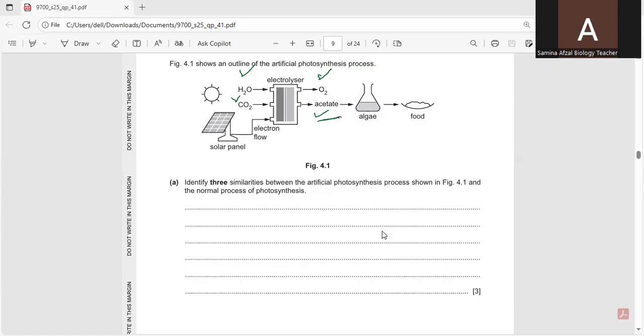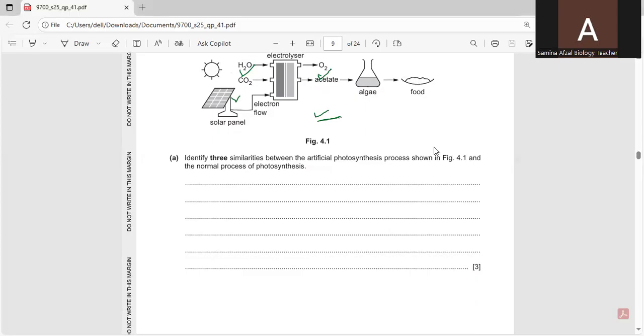So now we have to find out the three similarities between the artificial photosynthesis process shown in figure 4.1 and the normal process of photosynthesis. So here we have to write the answer, the three similarities.